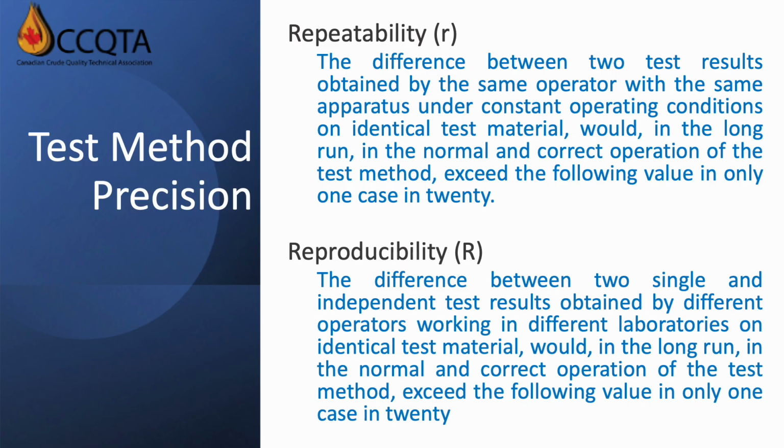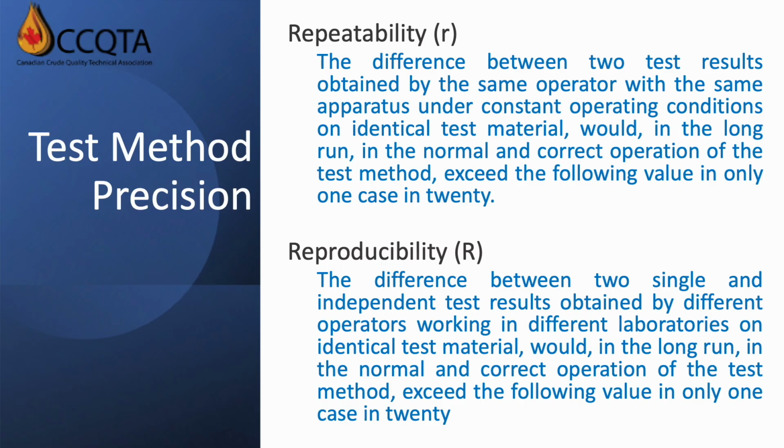Next, we have reproducibility. The difference between two single and independent test results obtained by different operators working in different laboratories on the same test material would, again, in the long run, in the normal and correct operation of the test method, exceed the following value in only one case in 20. So this effectively is one lab versus another lab, comparing on the same sample, but using different instruments, different techs, and so on and so forth.